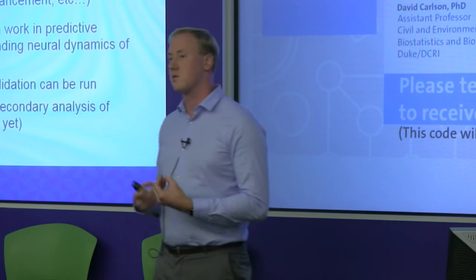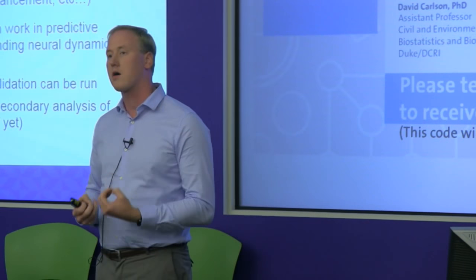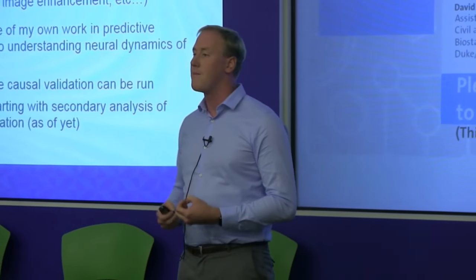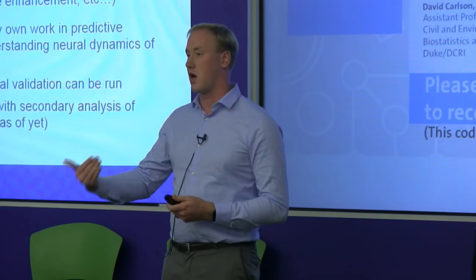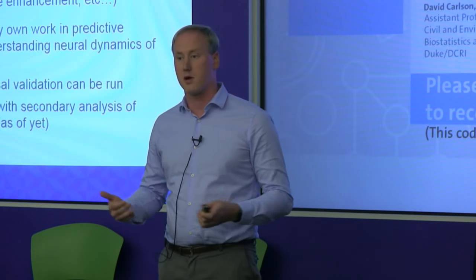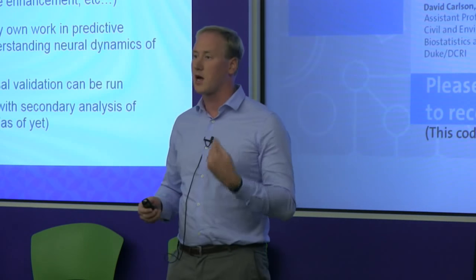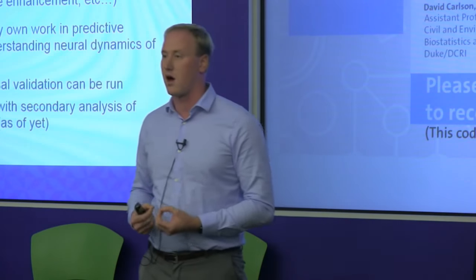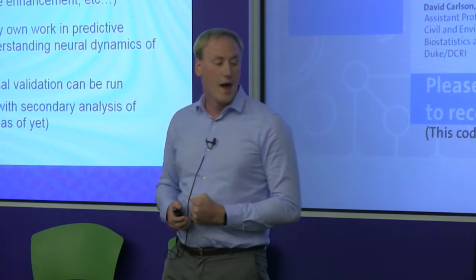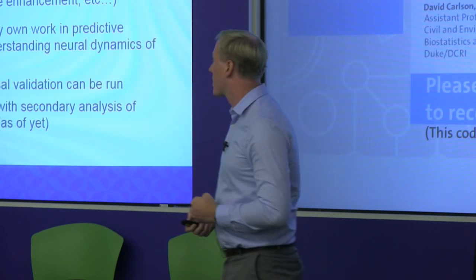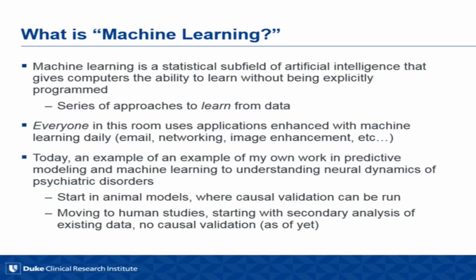As I mentioned, one of the things that I really care about is how we can take machine learning and make it very useful to understand what's going on, not just make predictions, not just clean data, but actually use it to understand the scientific underpinnings of what's going on. And so we're going to talk about how we can do this by using machine learning to try to understand the neural dynamics of psychiatric disorders.